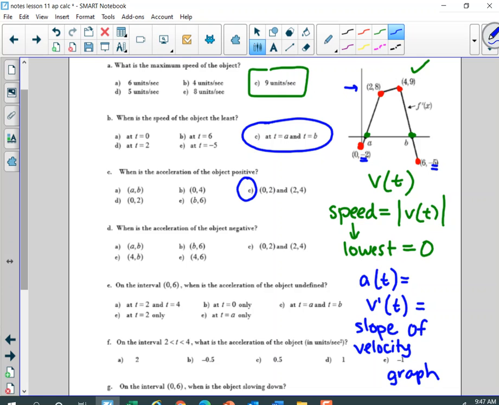Where is my acceleration negative? Acceleration is negative where my slope is negative, and that will be the entire interval from 4 to 6. Where are my accelerations undefined? At 2 and 4. Those pointy parts.